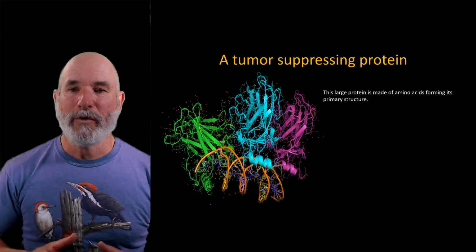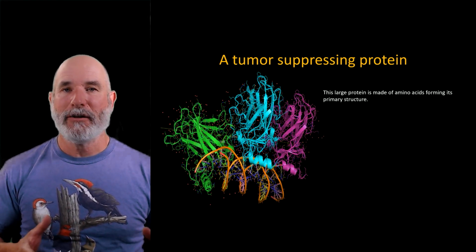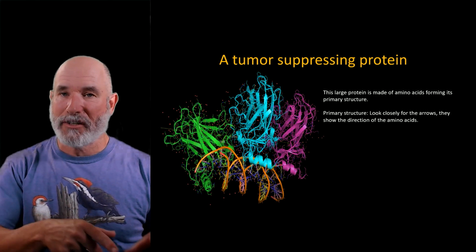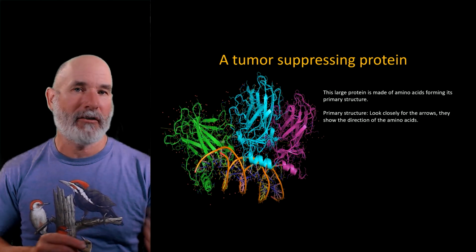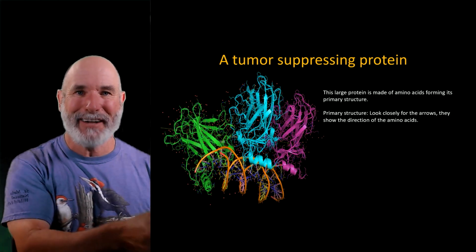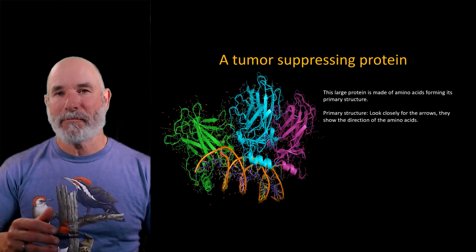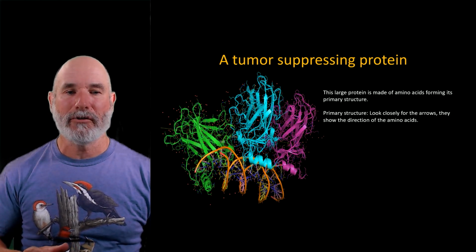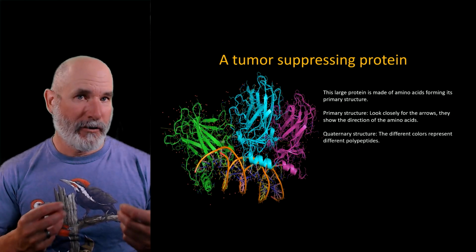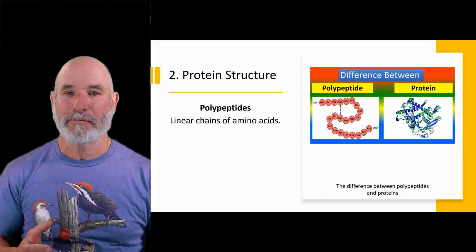And then let's look at this really big, this is a type of tumor suppressing gene, or a protein, I mean. And if you look closely, it's huge, right? You can see arrows in there. And those arrows represent the directionality of the amino acid. So it's going nitrogen, carbon, carbon, nitrogen, carbon, carbon, right? So the carboxyl groups are on the end. So the arrows are pointing toward the COO, the carboxyl groups. And then this one also has a quaternary structure, and the different colors represent the different polypeptides coming together to make this one very large protein.